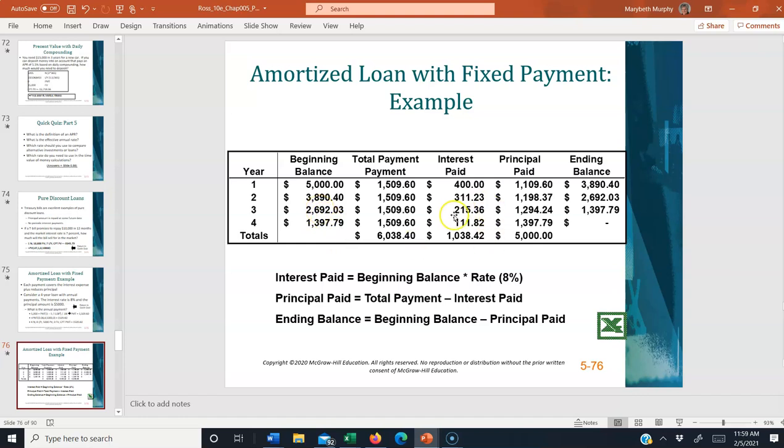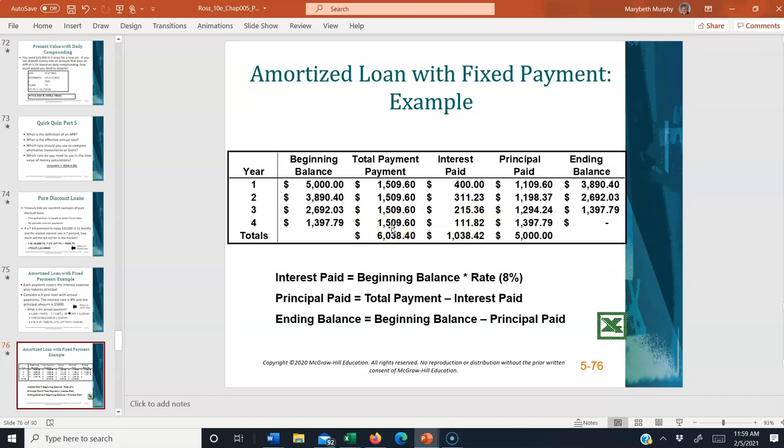So that's going to be the new balance. We're going to take 8% of that. That's $215.36. The total payment's $1,509.60, and the interest portion of that payment is $215.36. The principal is the difference: $1,509.60 minus $215.36 gives you principal paid of $1,294.24. I take that from the beginning balance, and my new principal balance is $1,397.79. And in the last year, we're going to take that, multiply it by 0.08. That's going to give us $111.82.